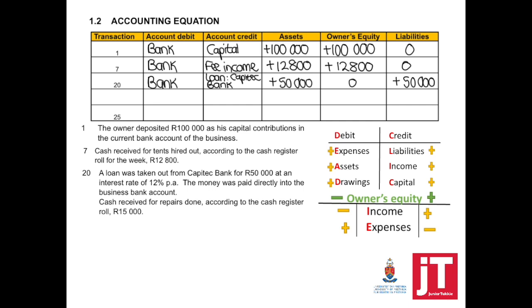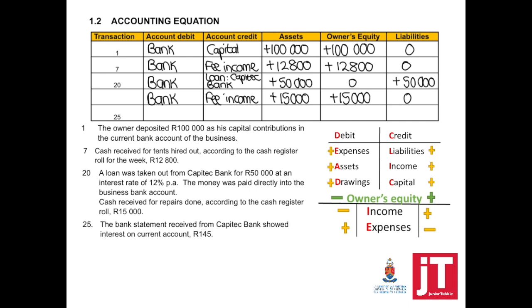On the same day, cash received for repairs done. From the CRJ, bank is always debited. Account credited, fee income. Bank is a current asset, which is debited, which means plus. Fee income is classified as an income, which is credited, which means it will have a positive effect on the owner's equity. Nothing happened with your liabilities.